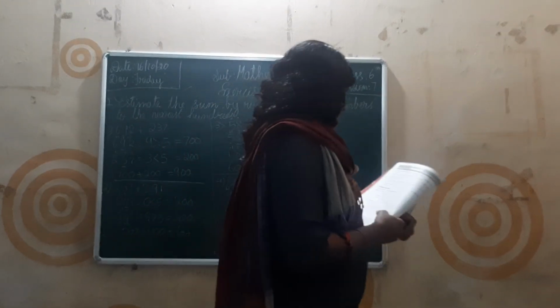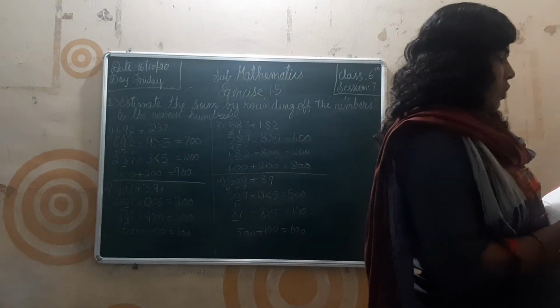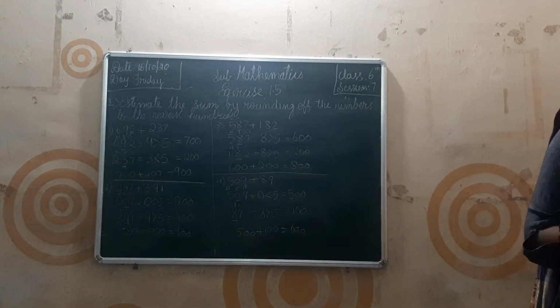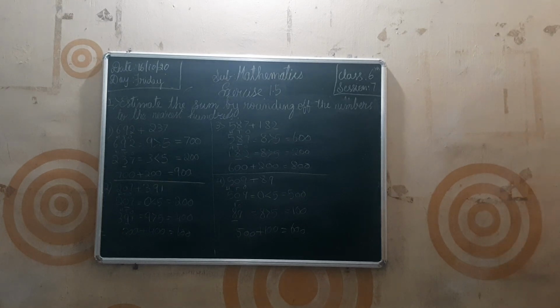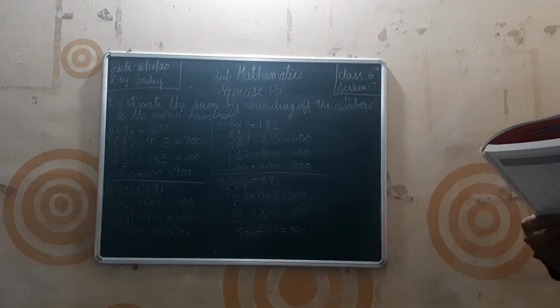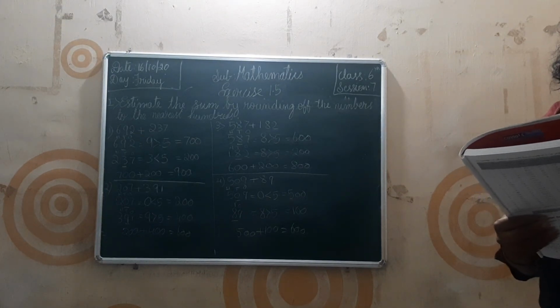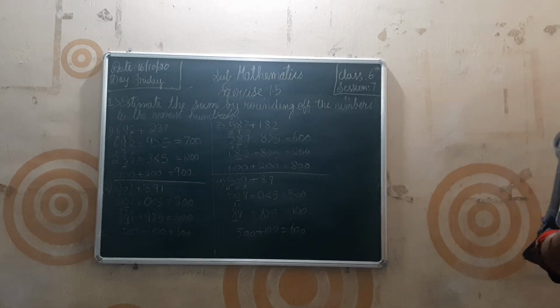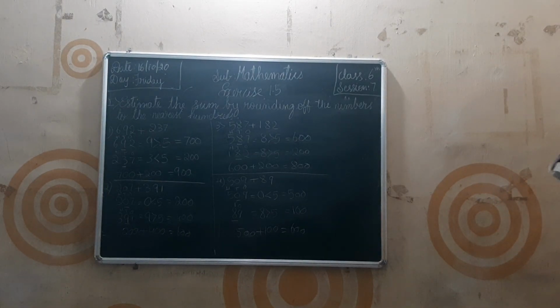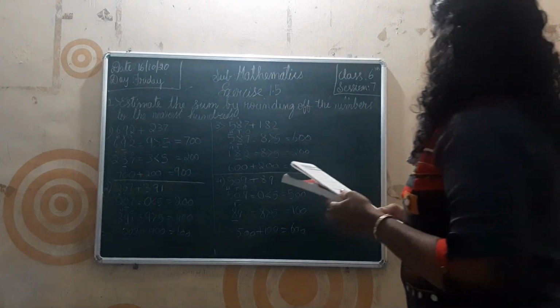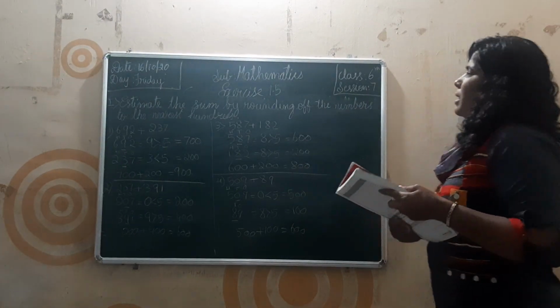In the next class, we will do estimating the difference by rounding off the numbers to the nearest hundreds. Difference means subtraction. Estimate the following product. Our product also we will estimate in the next class. Okay, students, let's finish this session today. The remaining session I will continue.